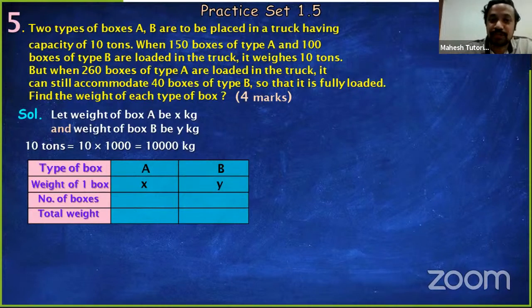Now let us focus on the first condition, students. In the first condition, they have mentioned that there are 150 boxes of type A. So for type A, the number of boxes is 150, and there are 100 boxes of type B. So for type B boxes, the number of boxes is how many? 100. I hope this condition is clear.